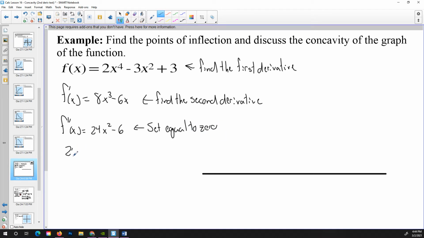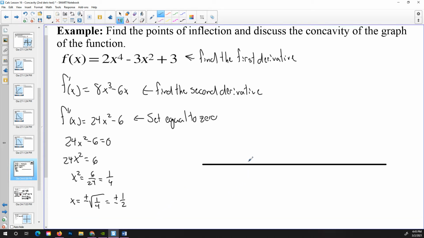And so I have 24x squared minus 6 equal to 0. 24x squared equals 6. x squared equals 6 over 24, which is a quarter. And then x will equal plus or minus the square root of a fourth, which is plus or minus 1/2. All right. So I'm going to come over to this number line to find my intervals. And so at negative 1/2, I have a value. And then at positive 1/2, I have a value.